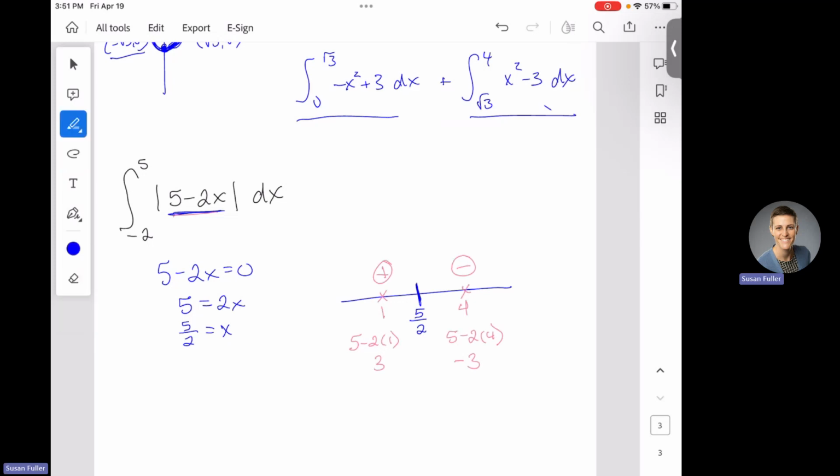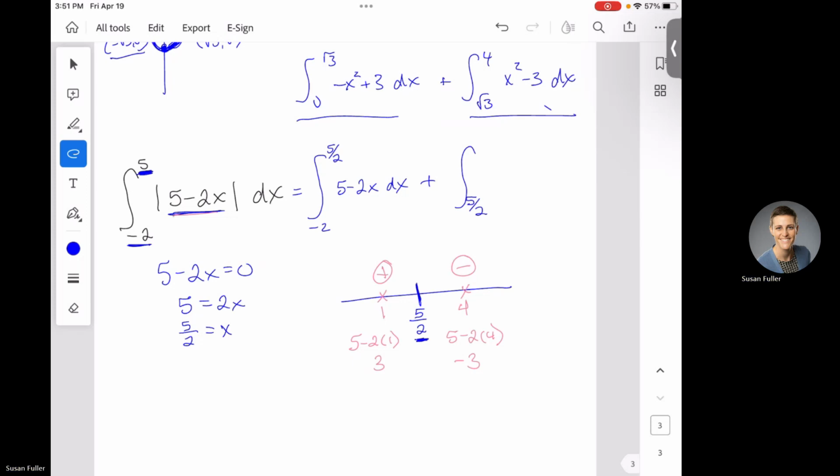So if I'm splitting this into two integrals to be able to evaluate this, I know that from -2, that's my starting point, up until 2.5. So from -2 to 5/2, my function's going to be positive. So the absolute value of 5 minus 2x is going to be whatever 5 minus 2x is, because it's already positive. And then I'm going to add to that the integral from my splitting point, which is 5/2, up until the end of my interval, which is x equals 5.